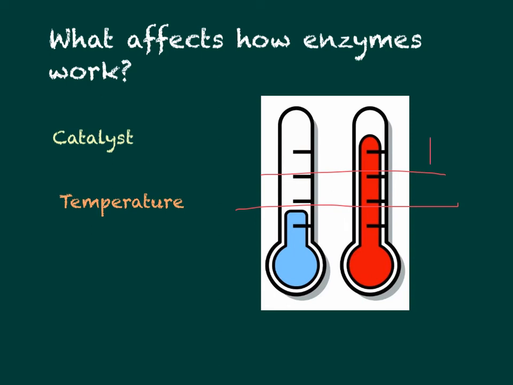But if the temperature gets too high, then the enzyme changes shape, and we call that denaturing the enzyme. When the enzyme changes shape, it no longer can fit its substrate, and so it can no longer make its products. And the same is true if the temperature gets too low. So you really have this ideal temperature range right here in the middle, and anything outside that range and the enzyme starts to slow down and not work as well.